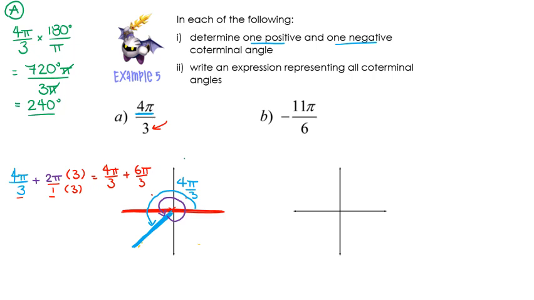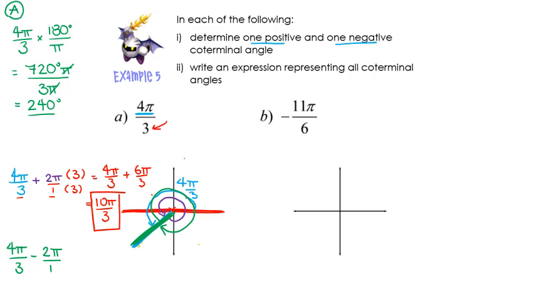And if I add those guys together, 4 pi plus 6 pi gives me 10 pi over a denominator of 3. So 10 pi over 3 is going to be my positive coterminal angle. If I want to find a negative coterminal angle, I'll start at my principal arm, but this time I'm going backwards. I'm going to go up and then around, which means that I'm just essentially taking 4 pi over 3 and subtracting 2 pi. And again, we can treat that as 2 pi over 1.